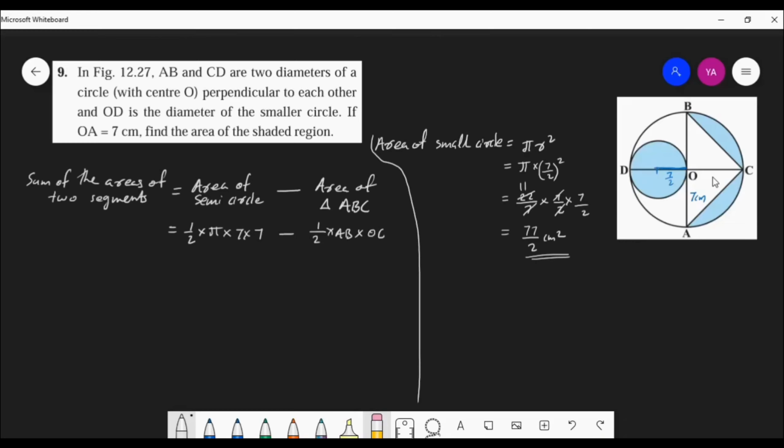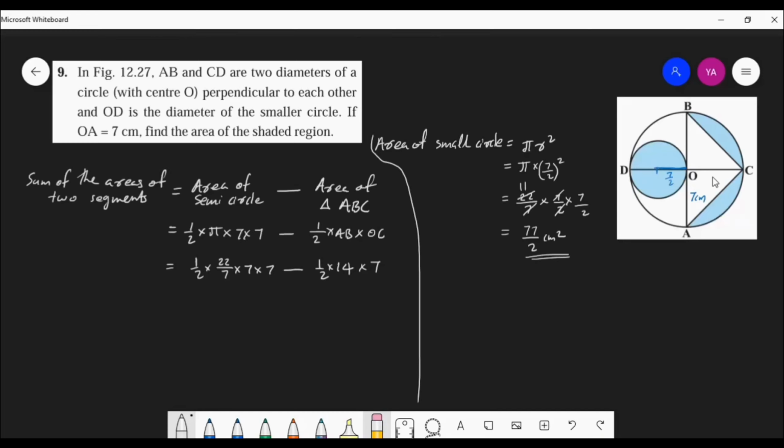In the next step, you can substitute the values. So here you look, pi into 7 into 7. The multiples of 7 come in the numerator. So though the value of pi is not given, if we substitute 22 by 7, we can simplify the steps. We can make the calculation a little simpler. So I substitute here 1 by 2 into 22 by 7 into 7 minus 1 by 2 into AB is 14 into OC is 7.